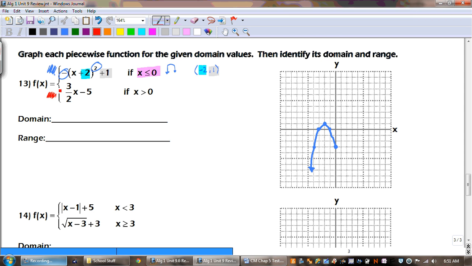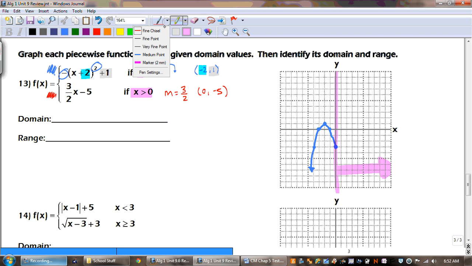Next graph's going to be red. My next graph is linear. And the things we need for a linear equation, we need the slope. The slope is 3 over 2. And then our y-intercept is 0, -5. And the limit here is also 0. And this time we want greater, so I only want things to the right.